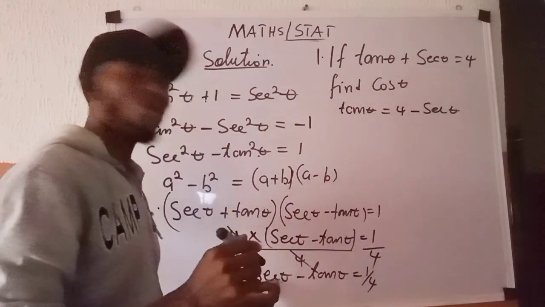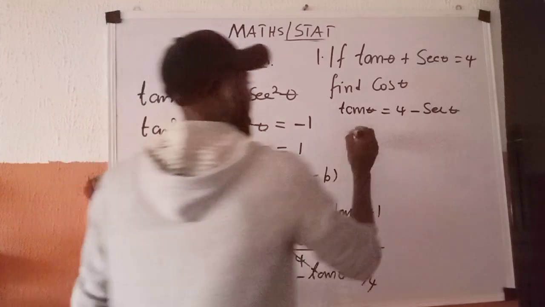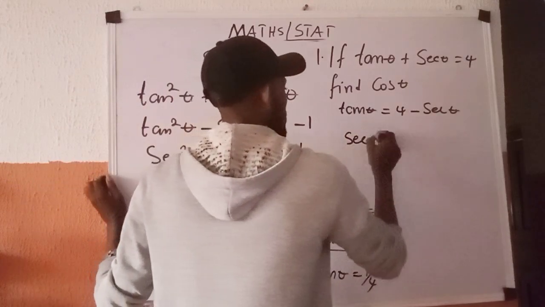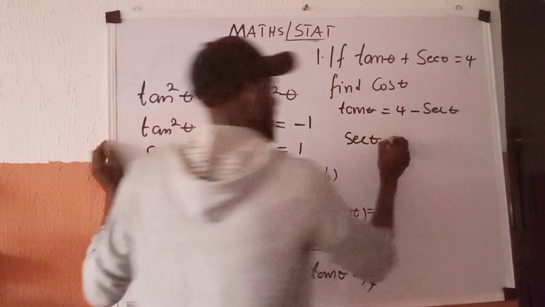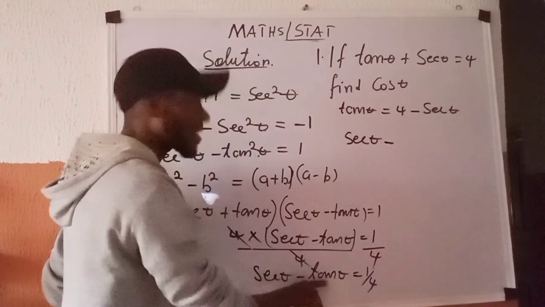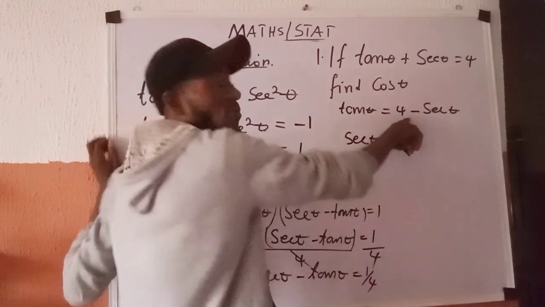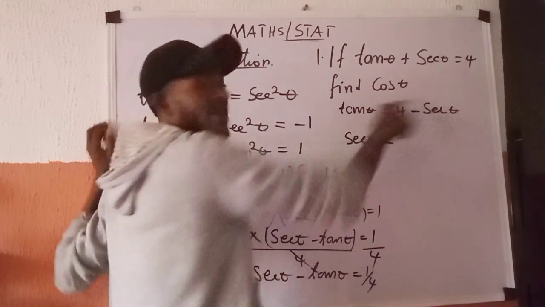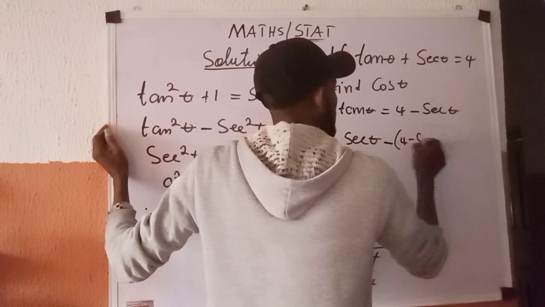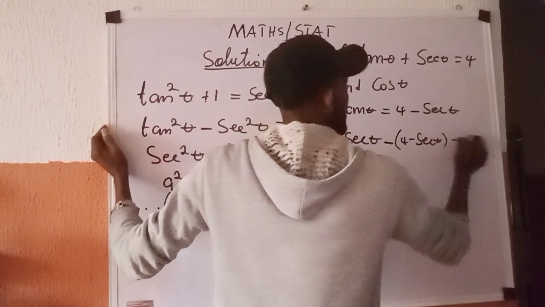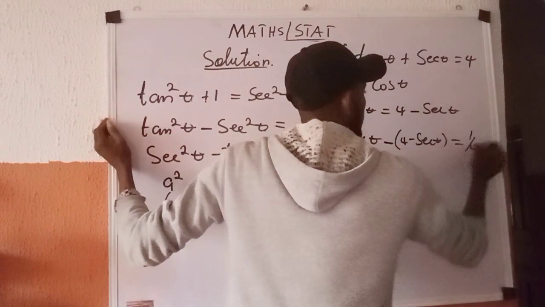And then I will now call up this thing to solve with you. The beginning of what I have here is sec theta, so I will write sec theta. The sign here is minus, so I will write minus. What I have here is tan theta, but I am no longer working with tan theta. I am working with its equivalent, which is 4 minus sec theta. So I'll open a bracket and put 4 minus sec theta. This equals 1 over 4.